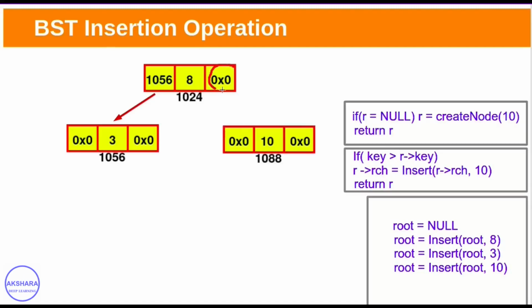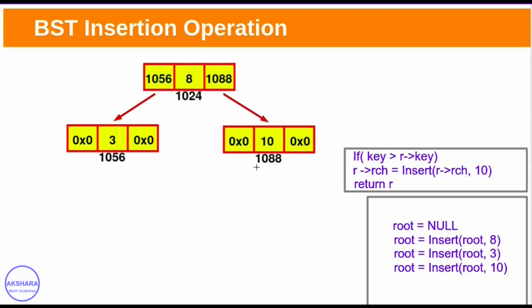Here the right subtree is null, so the local variable root is null. So a new node will be created with this key 10, and its address will be returned. The returned address will be stored within the previous root. Previous root was 8, so the previous root's right child will get this 1088 address. So this new node address will be stored within this root's right child. Here null will be updated with this 1088.